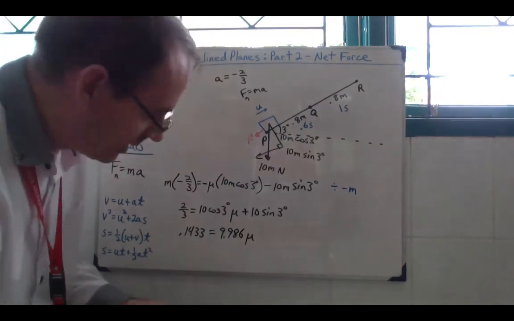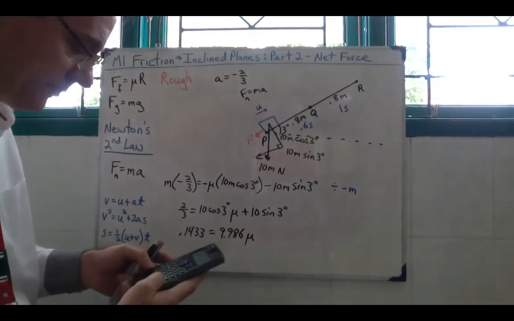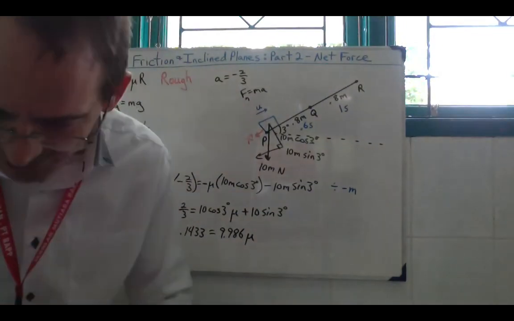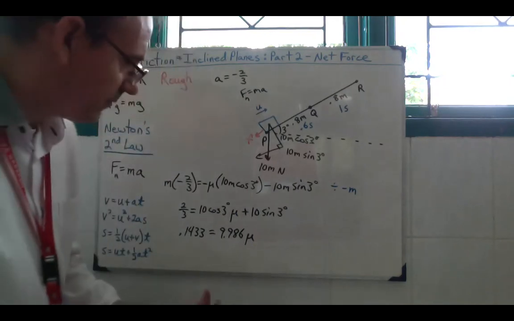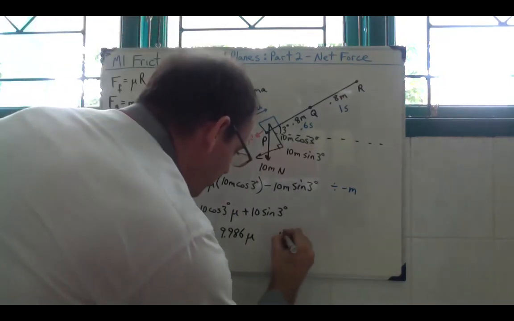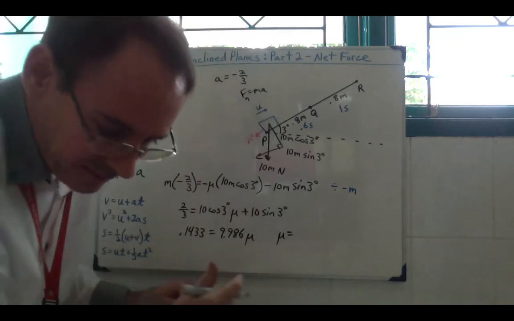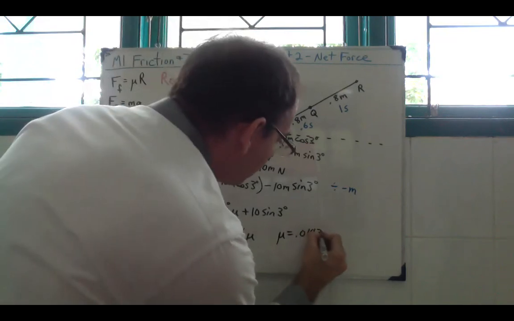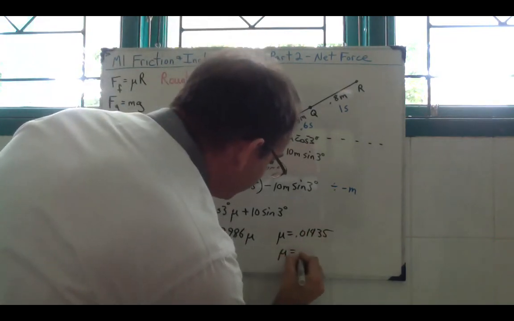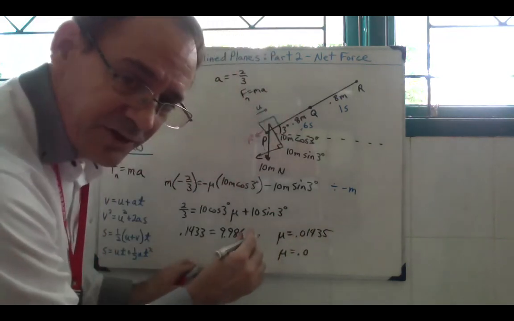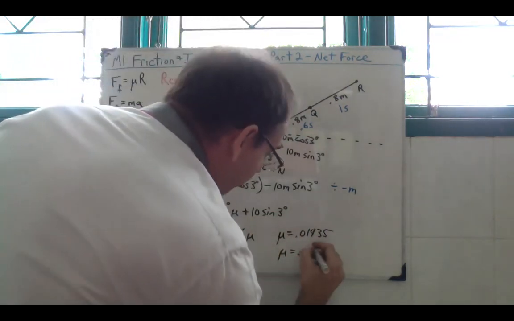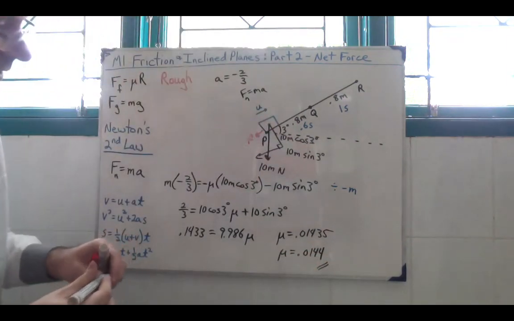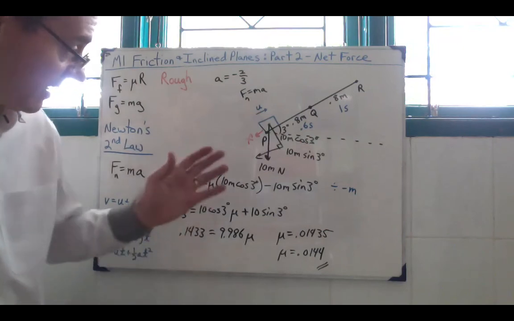So our mu then, 0.1433 divided by 9.986 equals 0.01435. Mu equals, can you see that? Yeah, 0.01435, which means 3 significant figures. Remember, 0 is not significant when it's on the left. So 0.144 is our value for mu. And this is our second problem.